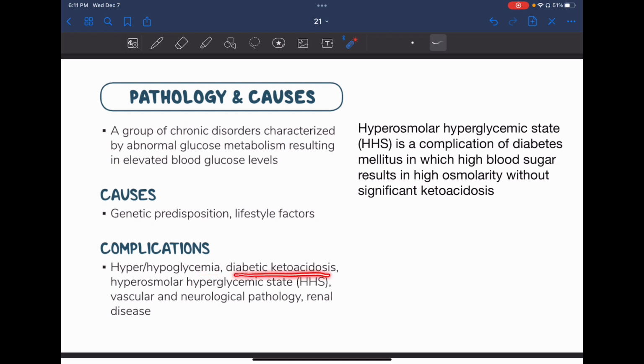Diabetic ketoacidosis. We are going to talk about it more deeply, but because your body doesn't have enough glucose as a source of energy, the liver produces ketone bodies for the other tissues. So the other tissues use the ketone bodies to produce the energy. But the problem is ketone bodies make the blood acidic. So that's why it's called diabetic ketoacidosis.